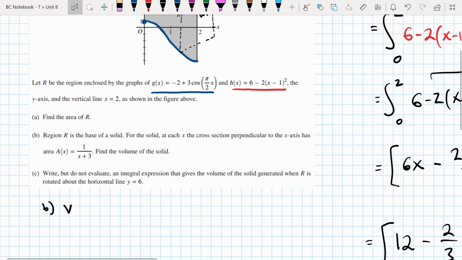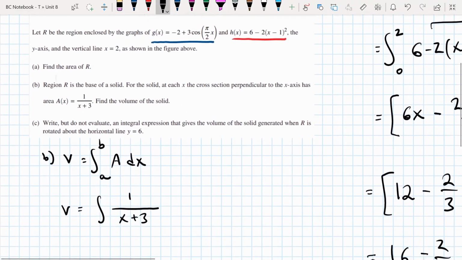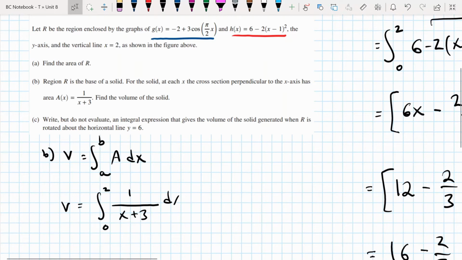Okay, and the idea behind the second part of this question is that the volume generated from a cross-sectional shape, let's write it like this first, V is equal to the integral from a to b of the area. So this is a generalized form of finding cross-sections with some cross-sectional area A perpendicular to the x-axis. And so what we're going to do here is plug in, instead of writing A, what A is defined as, which is 1/x plus 3. Now the lower limit of integration is going to be 0, and the upper limit is going to be 2. And now let's integrate this.